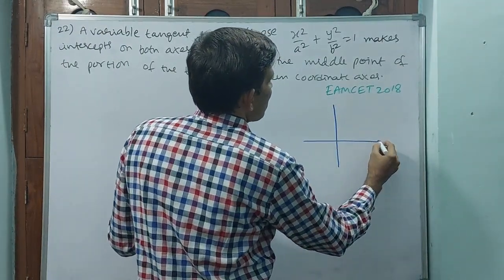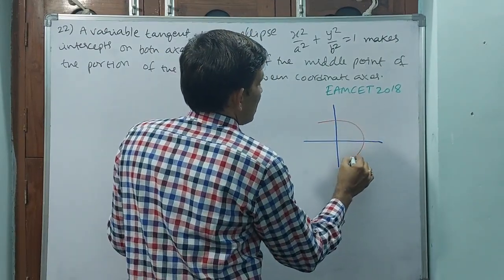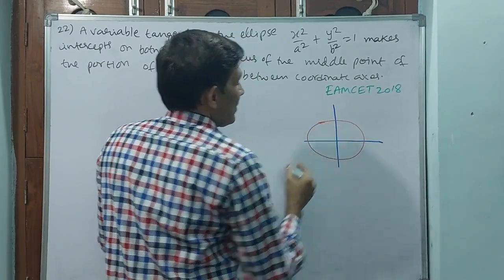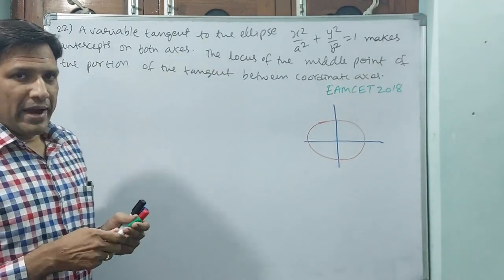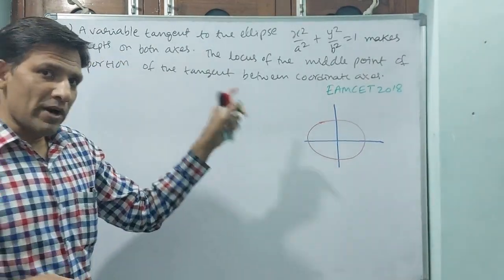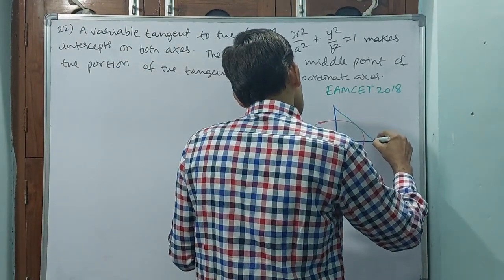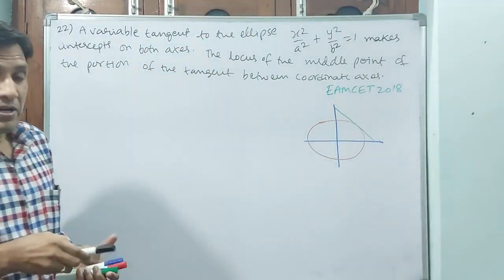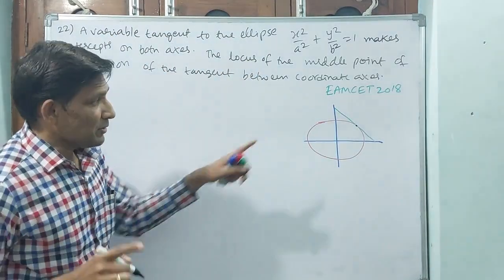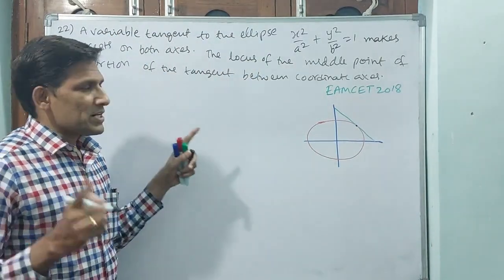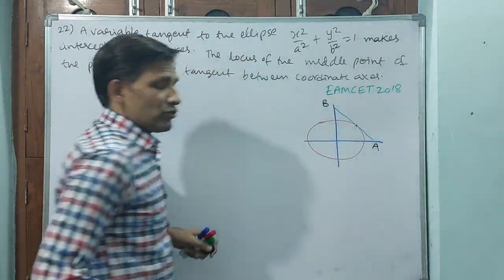Say this is the ellipse. Tangent means it has to touch the ellipse at only one point, and it is also touching both coordinate axes. Is it a tangent? Let us think that it is touching only at one point, but this point may not be the midpoint. That you have to understand carefully. In the x-axis it is touching at A, in the y-axis it is touching at B.